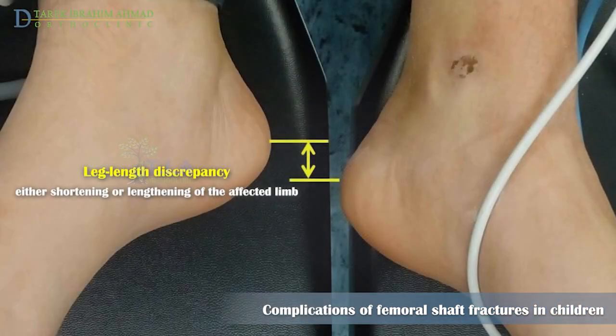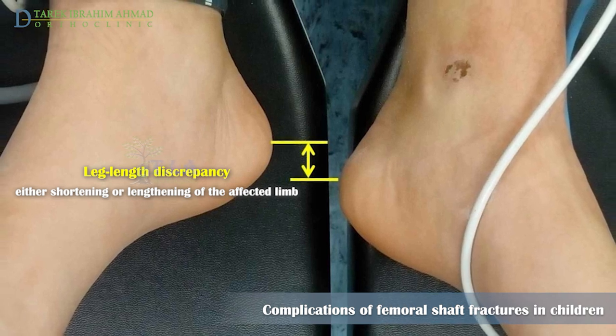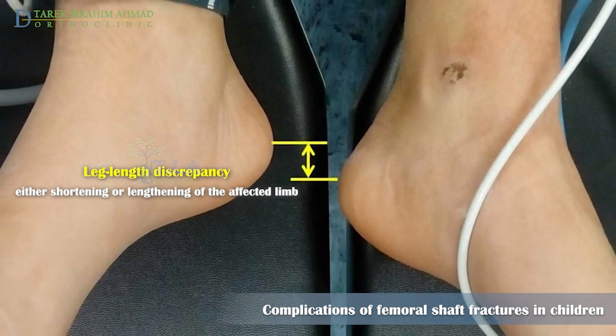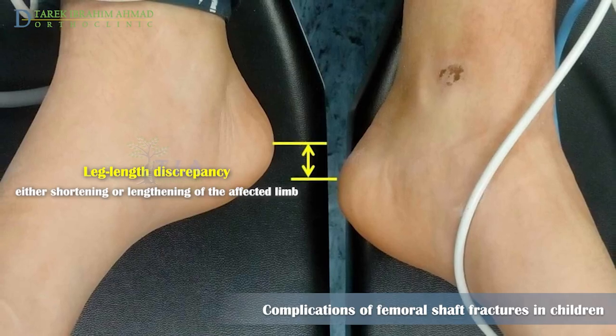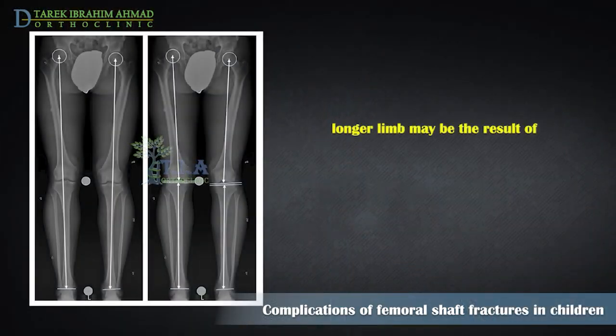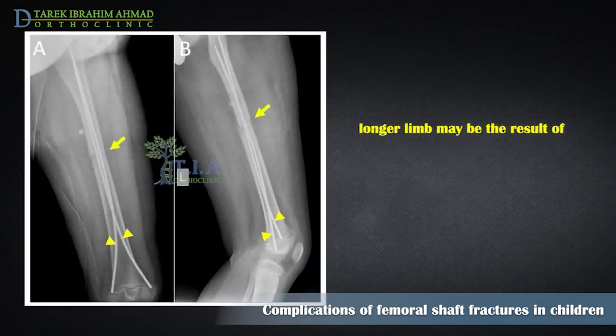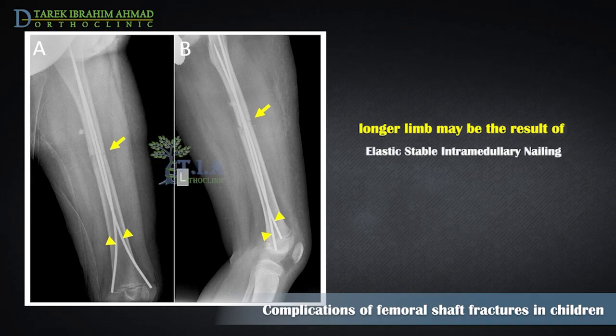They include leg length discrepancy due to either shortening or lengthening of the affected limb. It is the most common complication after pediatric femoral shaft fractures. A longer limb may be the result of either improper reduction and significant dissociation of fracture fragments, or stimulation of growth of the fractured bone of the child, known as overgrowth.